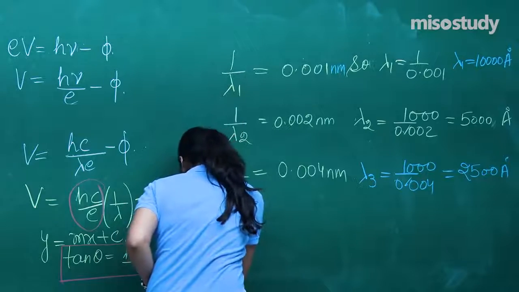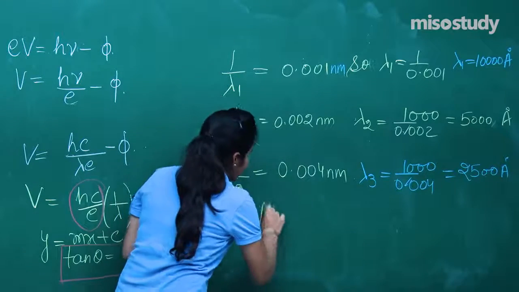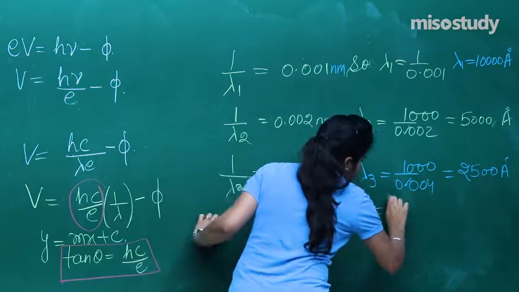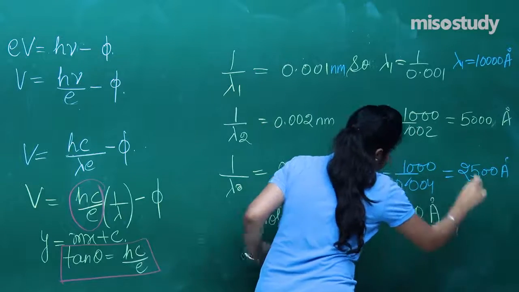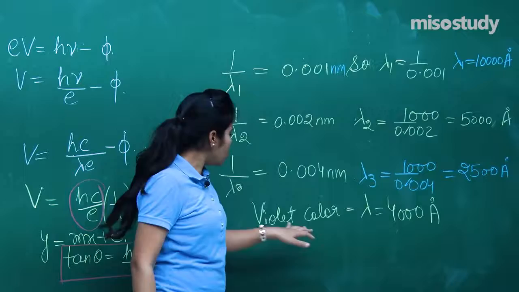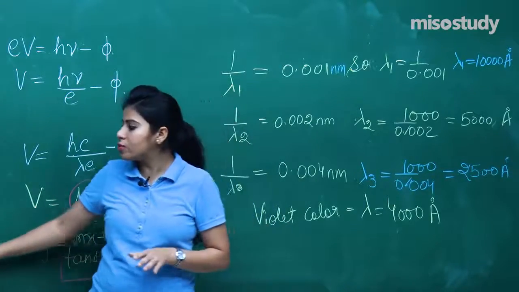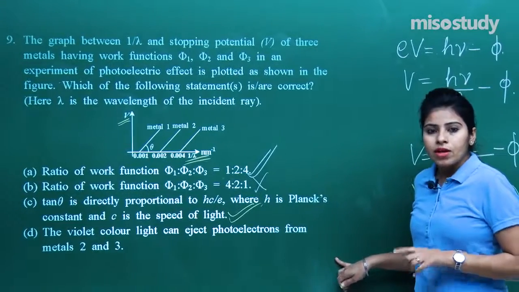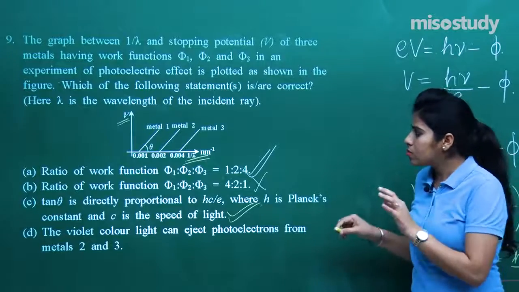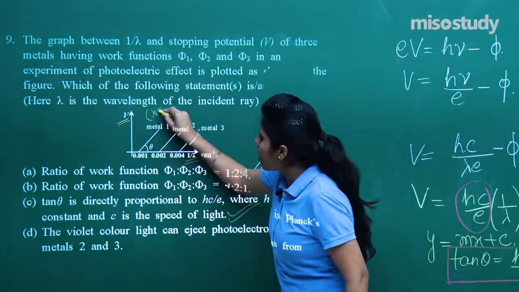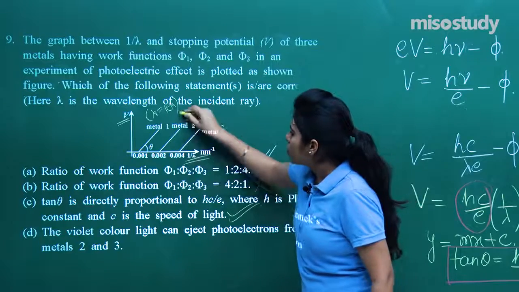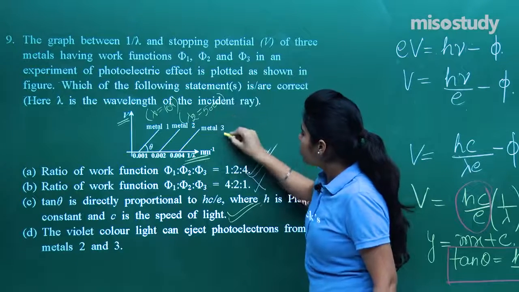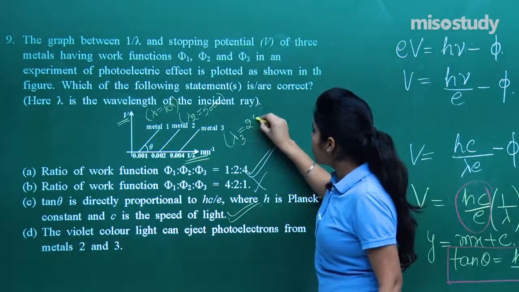Now what you can see from here is that the violet color light has a wavelength of 4000 angstrom, right? Now the option says the violet color light can eject photoelectrons from metals 2 and 3. For metal 1, lambda has come out to be 10 raised to the power 4 angstrom. For metal 2, lambda has come out to be 5000 angstrom. For metal 3, lambda has come out to be 2500 angstrom.